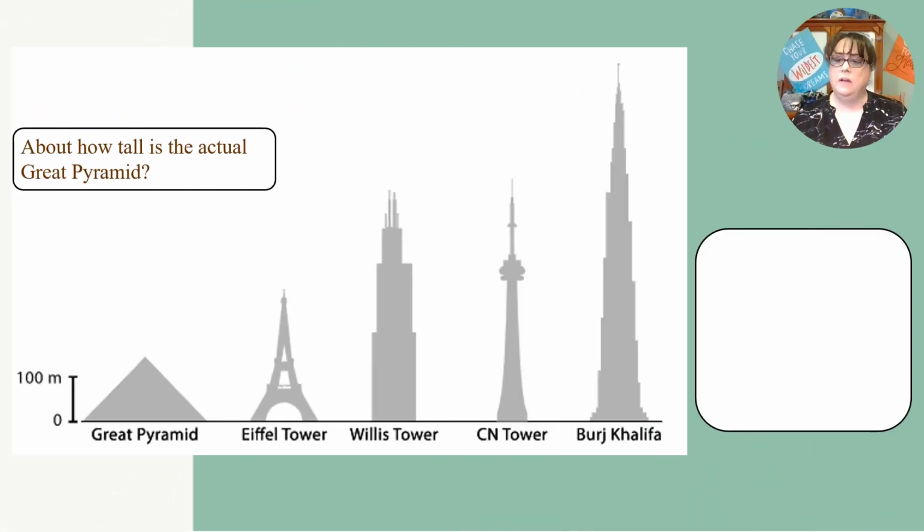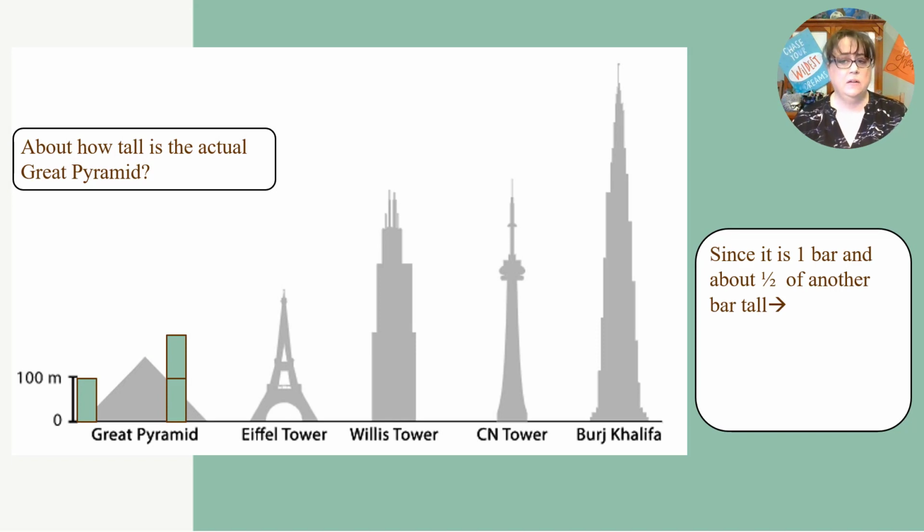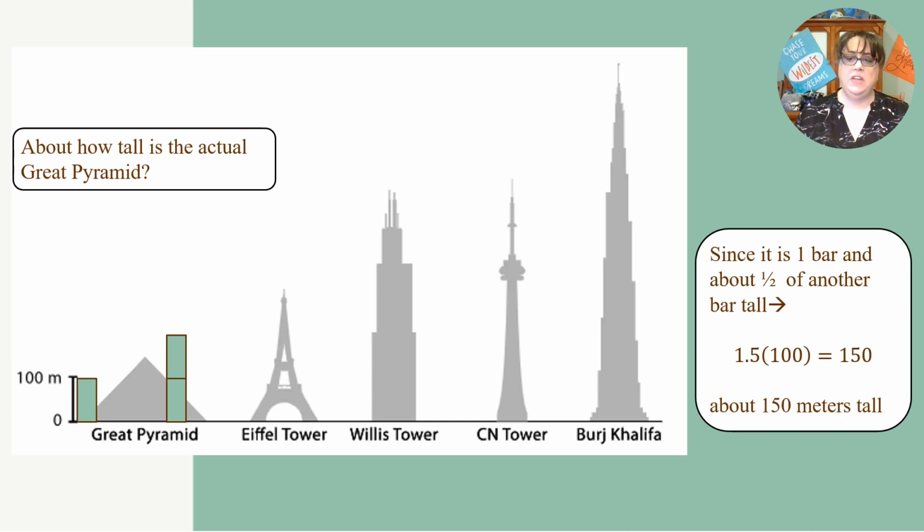So what about the Great Pyramid? Same idea. This is 100 meters. So now I have to figure out how many goes on here. So there's one, and there's another one, but that's too tall. So 1 was too little, but 2 is too tall. So now I need to figure out, well, where does that hit? About, where is it? So it's about there. So it looks like it's about halfway. So it's about 1 bar and half of another. So I know each bar is 100. So I can say 1.5 times 100 is 150. So it's about 150 meters tall.